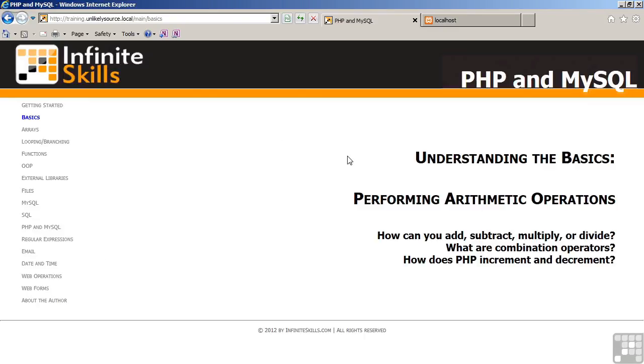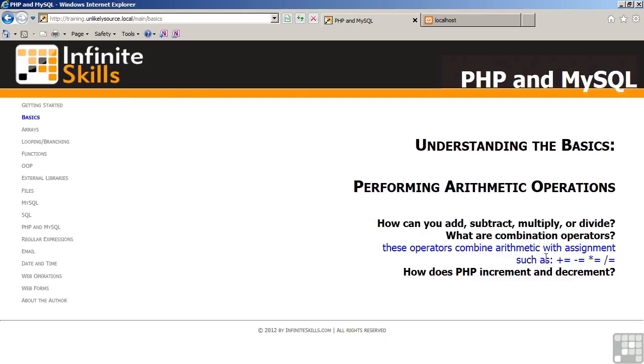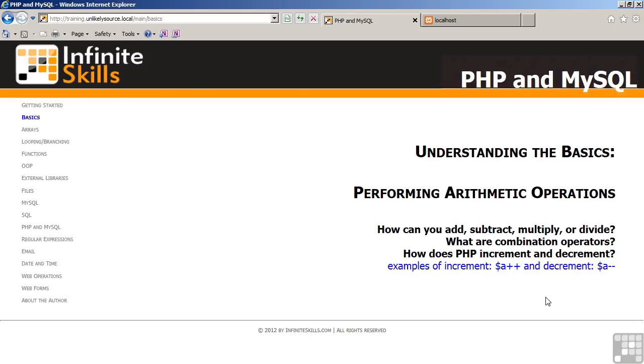In review, performing arithmetic operations, how can you add, subtract, multiply, or divide? You would use the plus sign, minus, asterisk, or slash. What are combination operators? Combination operators combine arithmetic operations with the equal sign. Plus equals, minus equals, times equals, and slash equals. Finally, how does PHP increment and decrement? We use plus plus immediately following the variable name to increment. We use minus minus immediately following the variable name to decrement. This concludes our discussion of performing arithmetic operations.